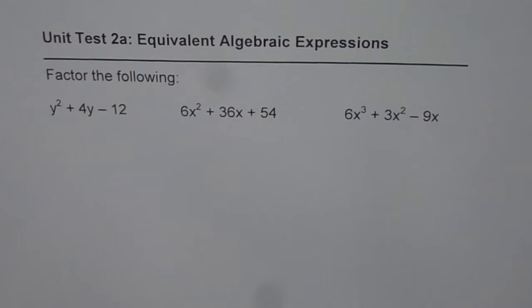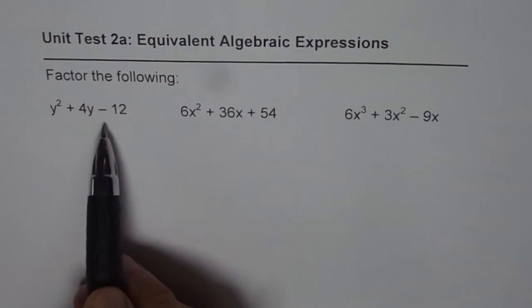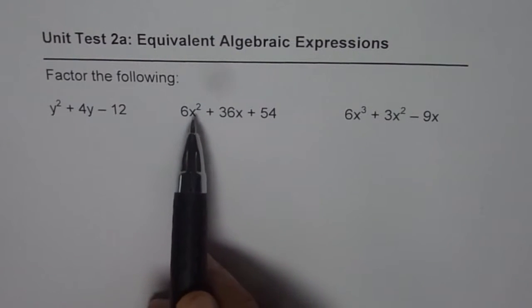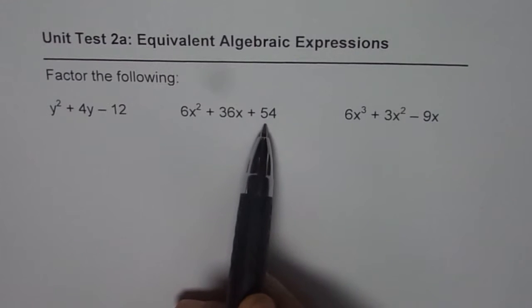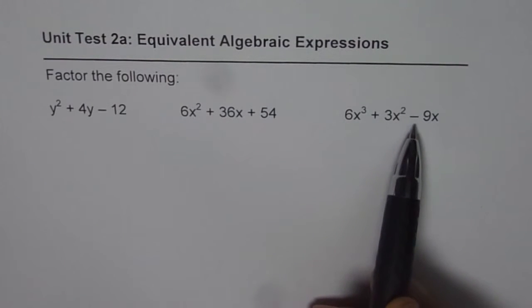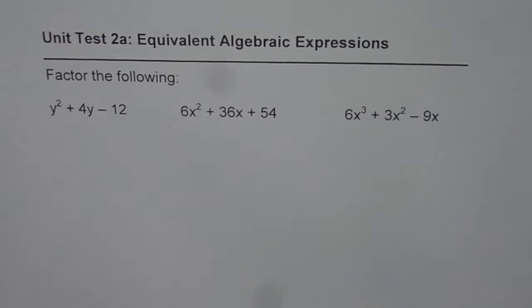I have taken 3 questions from that page. The first one is y squared plus 4y minus 12. We need to factor all 3 of them. The second is 6x squared plus 36x plus 54. And then we have 6x cubed plus 3x squared minus 9x. Well, these are simple examples but with different techniques, right?